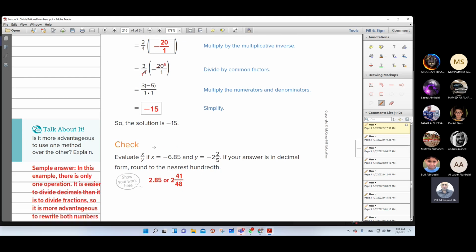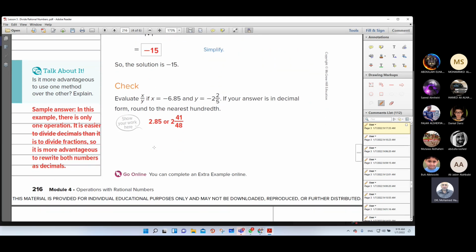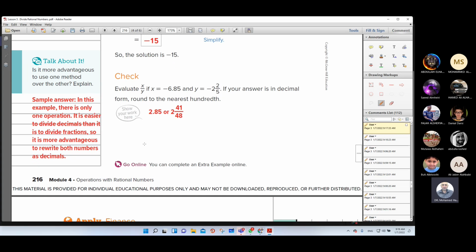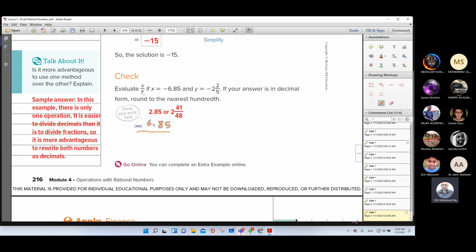The second example here: if you have x over y, rewrite this expression and substitute. What is the value of x? Negative 6.85. And what is the value of y? Negative 2 and 2 over 5.